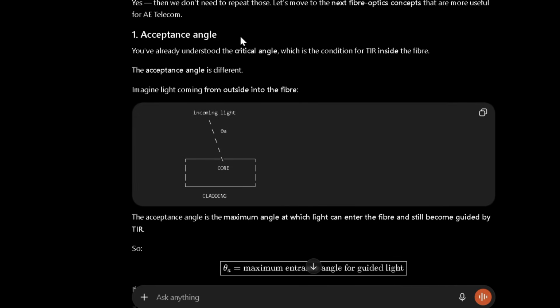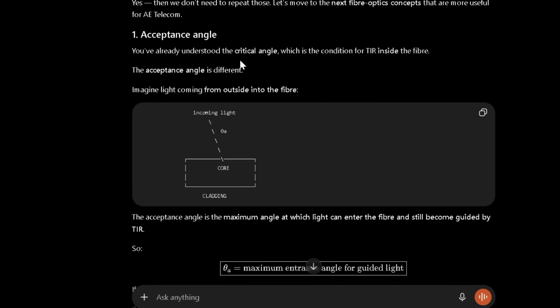So I already covered what the core, cladding and critical angle are, and why light travels like that, like information. That's the whole knowledge of optical fibers. Now we'll talk about the acceptance angle.